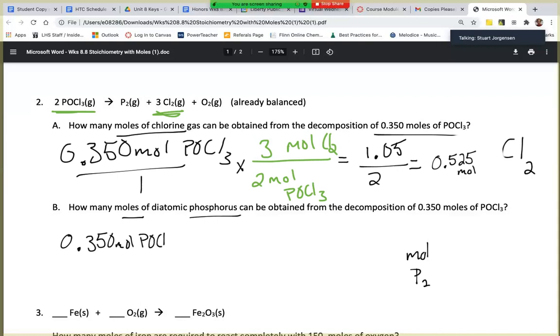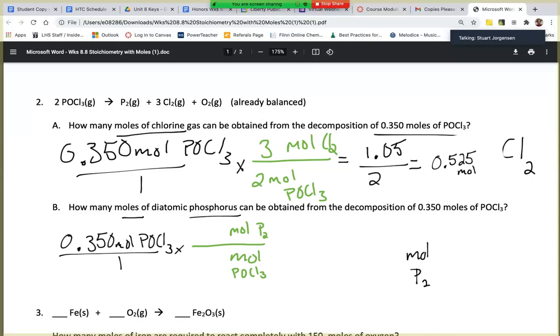Again, it's really going to be important that you bring your units. The most common mistake when we start to work these types of problems is folks aren't sure what to put in their mole ratio. They flip-flop the numerator and the denominator. The easiest way to avoid doing that is to bring your units. We know we're trying to cancel our moles of POCl3, and in this case we're trying to get into moles of phosphorus, P2. So get your units in the right place. The stuff you want to cancel has to be opposite each other, and the stuff you're trying to get into is always going to be on top.